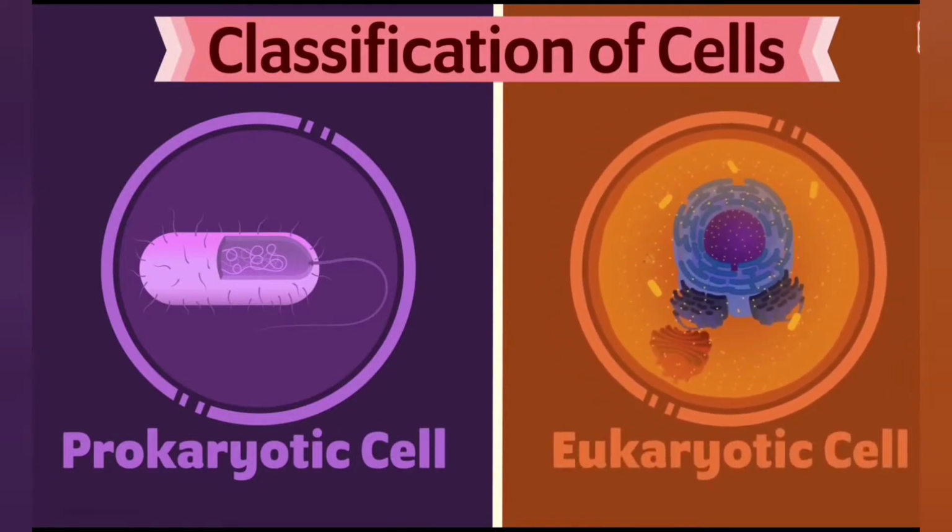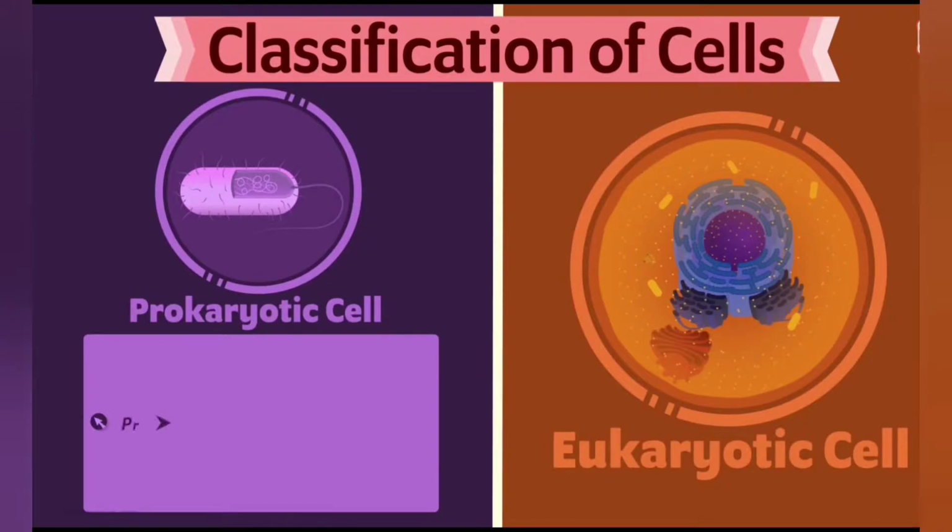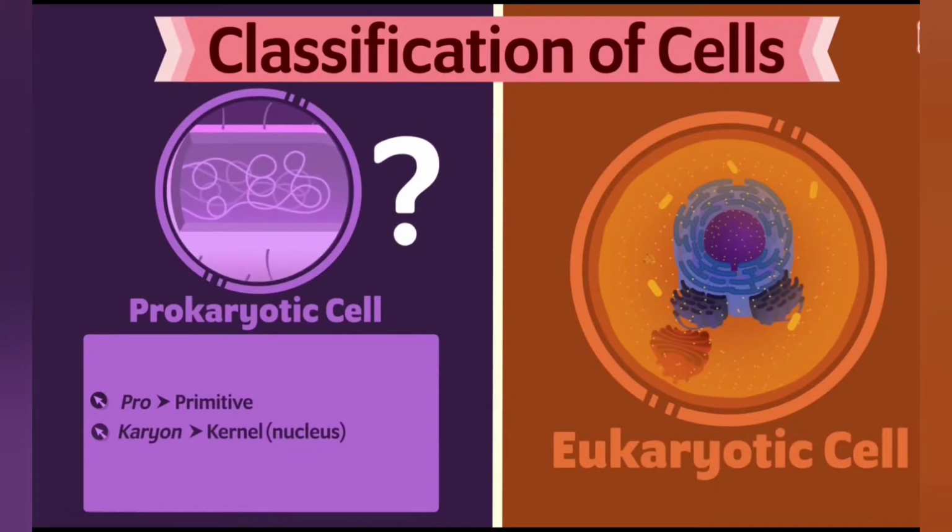Cells are broadly classified into 2 major types: prokaryotic cells and eukaryotic cells. Here are the 2 types we are referring to. This is a typical prokaryotic cell and this is a eukaryotic cell. Let us begin understanding the difference between the two. To begin with, the name prokaryotic helps us to know its structure. The term pro indicates primitive and the term karyon refers to kernel, which means nucleus in this case. So, do these cells have a primitive type of nucleus? Well, these cells do not actually have a proper well-defined nucleus.